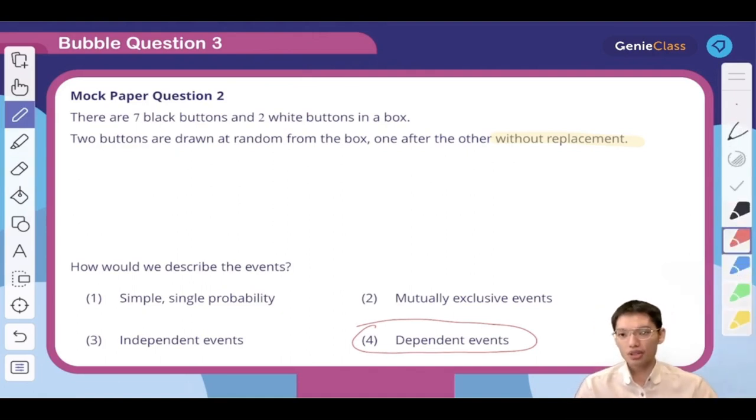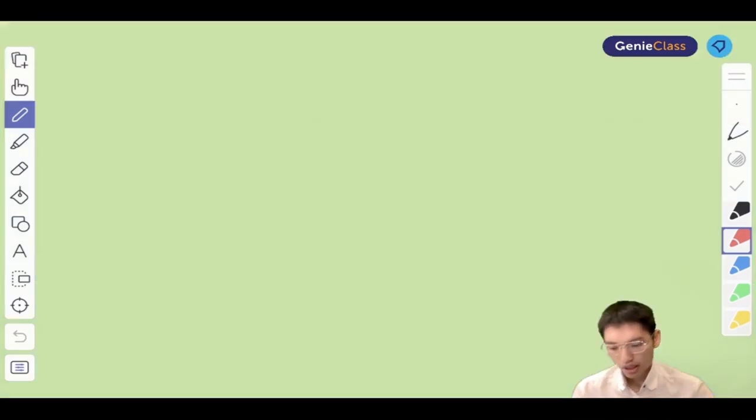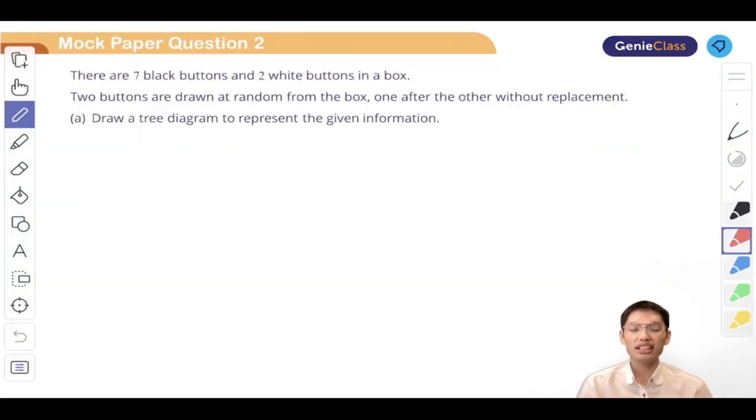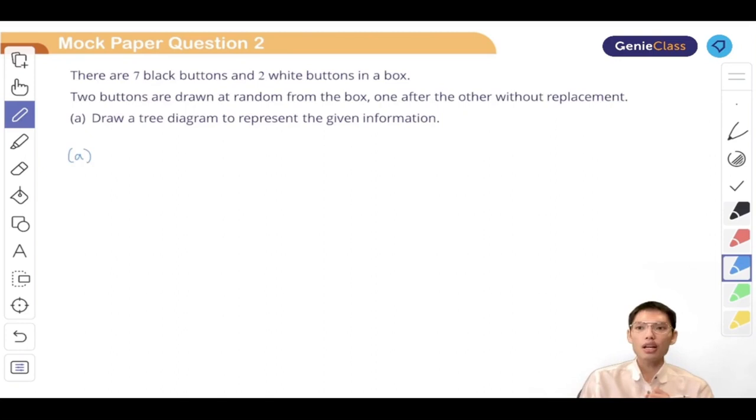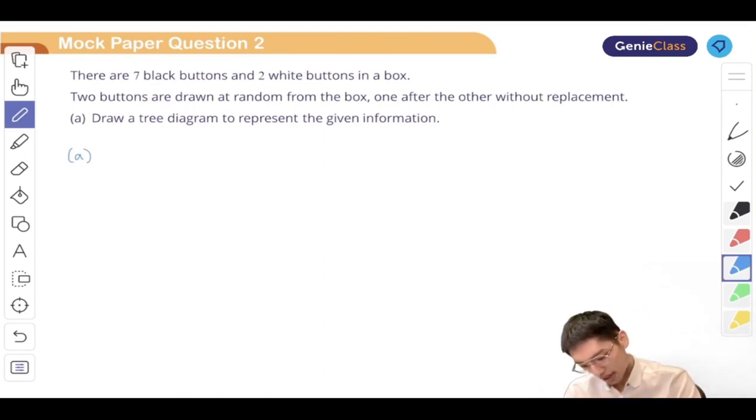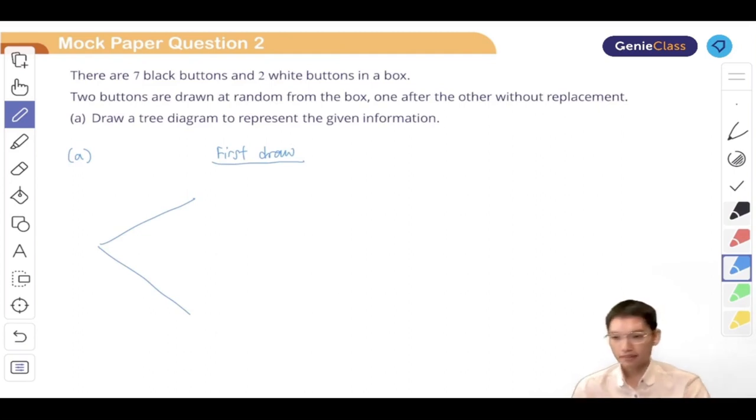Since you know it's dependent, that's where we have the particular concept of drawing a tree diagram. How will the tree diagram work? There are two colours of buttons, and we draw one after the other, without replacement. So when we draw a tree diagram, the first draw is going to be either black or white.